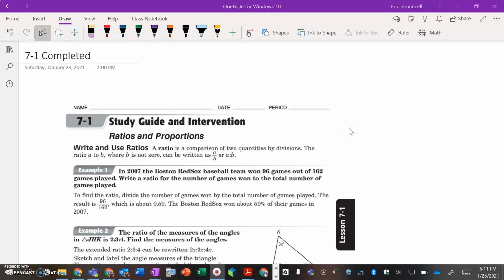Hello students, welcome to section 7-1, Ratios and Proportions. Today we're going to take a look at writing and using ratios.